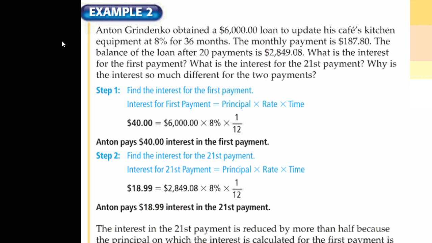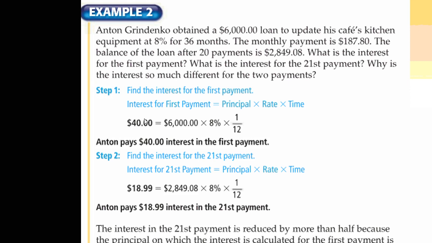Why is the interest so much different for the two payments? All right, so for that first payment, you take your original loan amount, which is $6,000, times the 8%, and divide it by 12. So essentially, we are paying $40 for that first month's interest.